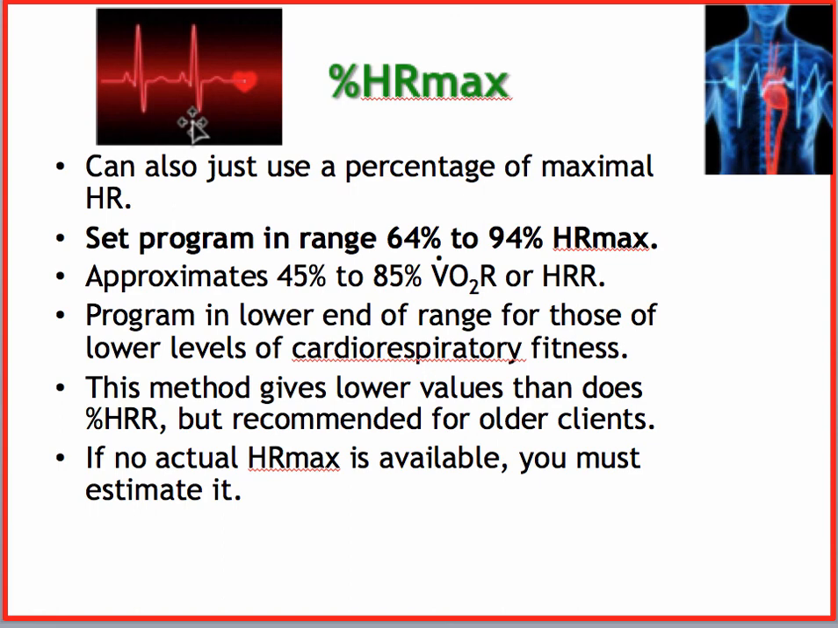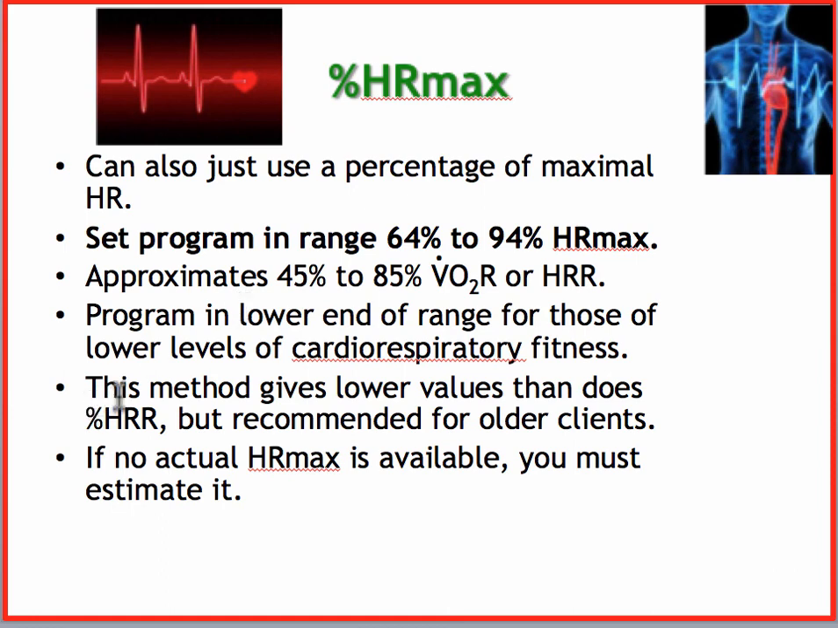variability. So you want to try to measure heart rate max when you can, and also be aware of if your person is on medications that might affect heart rate. But healthy people not on medications that affect their heart rate max, you generally want to set their program between 60 and 94% of their heart rate max. And this corresponds to about 45 to 85% of their VO2 reserve or their heart rate reserve. And so again, program the lower end of the range for those with lower cardiorespiratory fitness values.